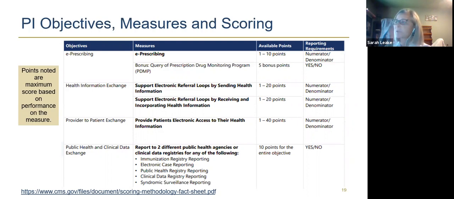So for electronic prescribing, it says at least 1 permissible prescription written by the eligible clinician is queried for a drug formulary and transmitted electronically. This is one we've had for several years under the MIPS scoring, so hopefully that's familiar to you. There is also a bonus after that if you do a query of a prescription drug monitoring program, then you would be able to get 5 bonus points. And that has to be at least 1 again. But that is under the objective for e-prescribing.